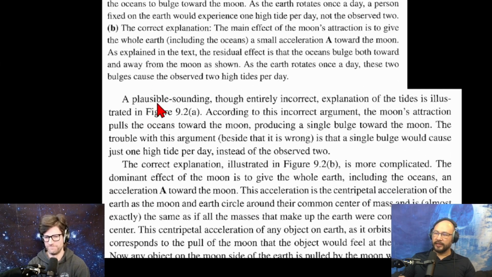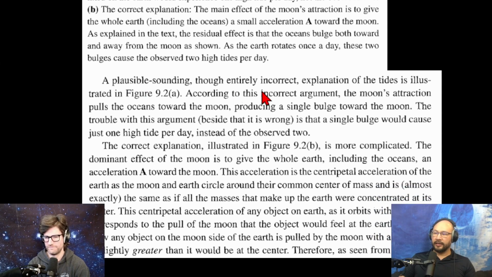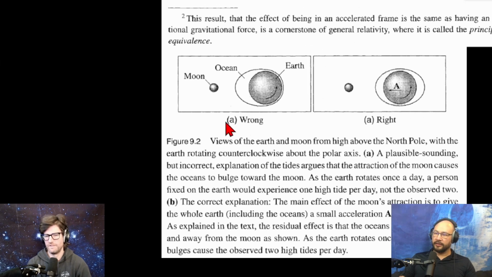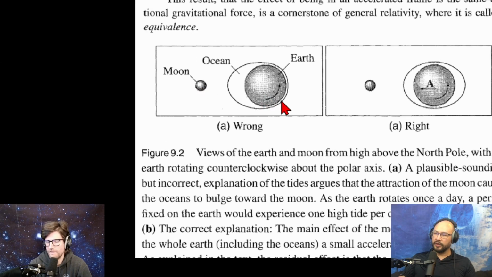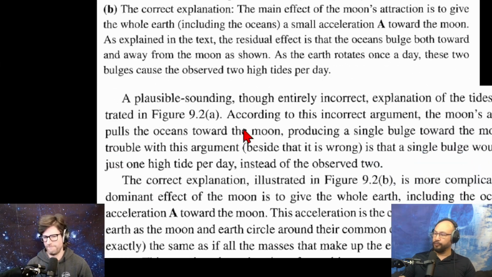So a plausible sounding, though entirely incorrect, explanation of the tides is illustrated in figure 9.2a. According to this incorrect argument, the moon's attraction pulls the oceans towards the moon, producing a single bulge towards the moon. The trouble, well, let's look at it. So here's 9.2a. You would see the Earth here, the moon, we're spinning around, and the moon pulls the ocean. You get this egg shape. Yep. Seems plausible at first.